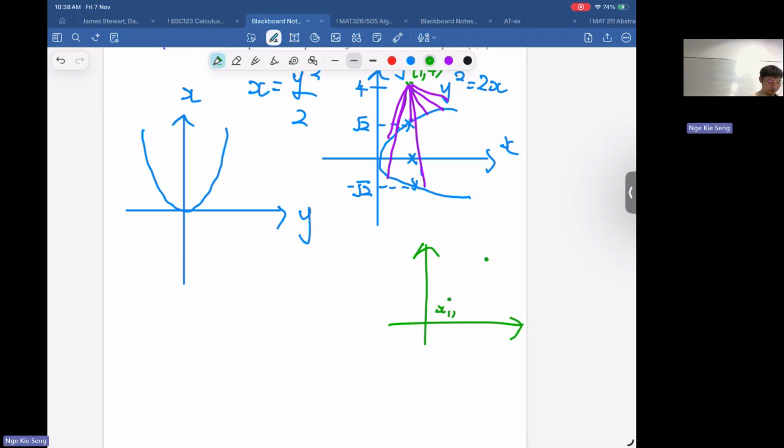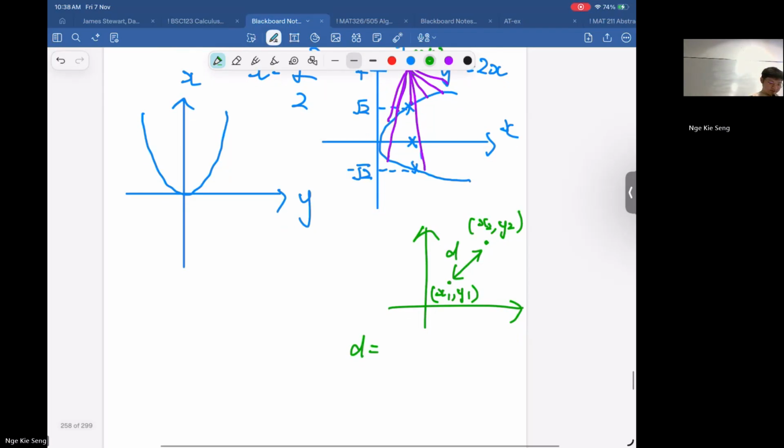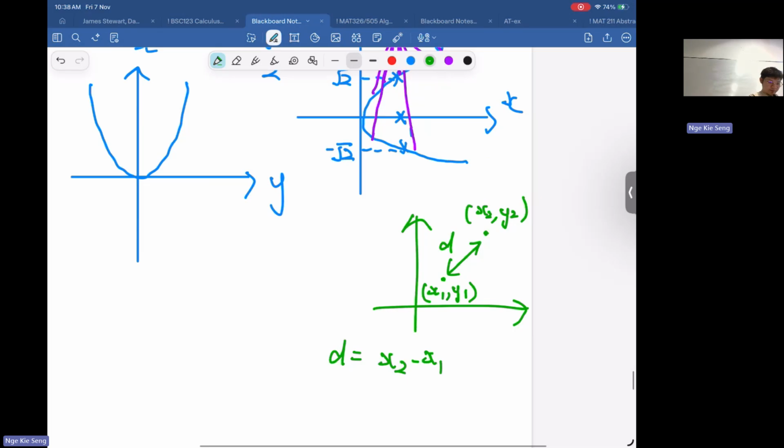Let's say x1, y1, and x2, y2. You know how to compute this distance here? Okay, so actually you are using the Pythagoras theorem here, right? So really you turn this distance into some right angle triangle here.